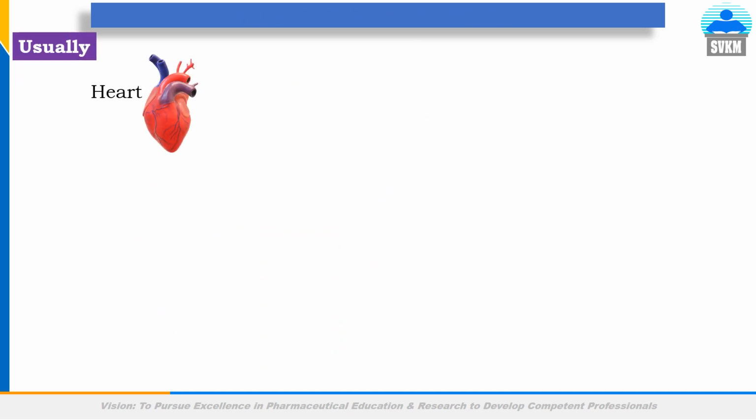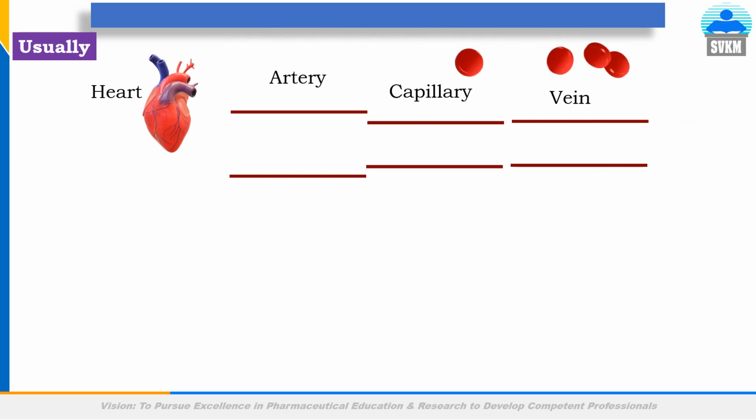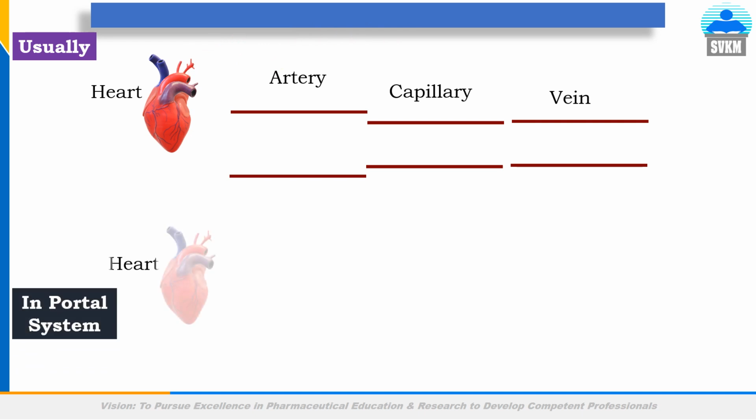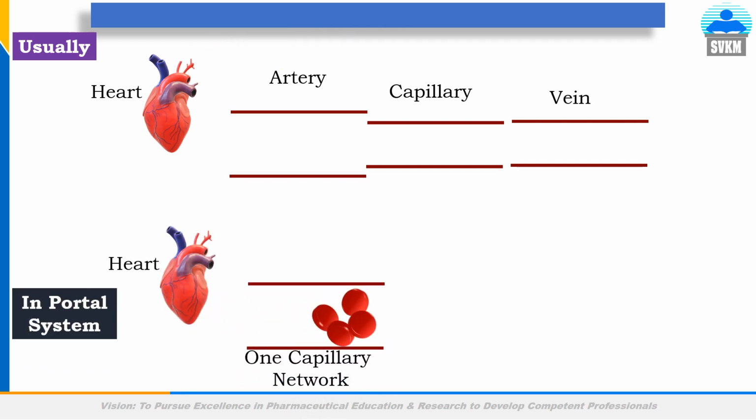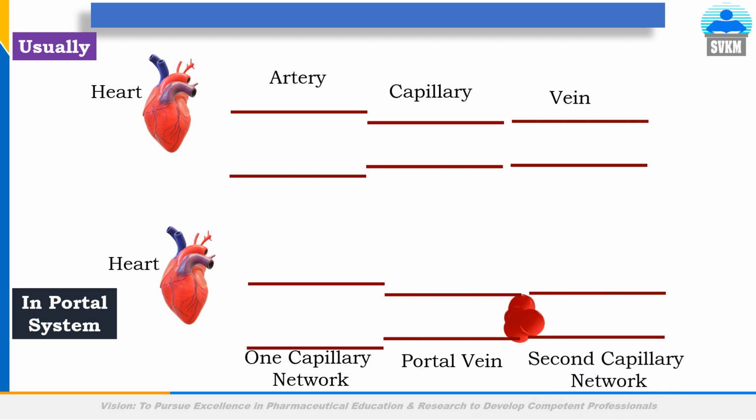Usually, the heart ejects blood into the systemic circulation, which travels through the artery, then the capillary, and then the vein, and from the vein the deoxygenated blood is collected, coming back to the heart. This is the normal circulation of the blood. But in a portal system, the blood ejected by the heart first travels into one capillary network, followed by the portal vein, and from the portal vein the hormone travels through the second capillary network and again reaches the heart.